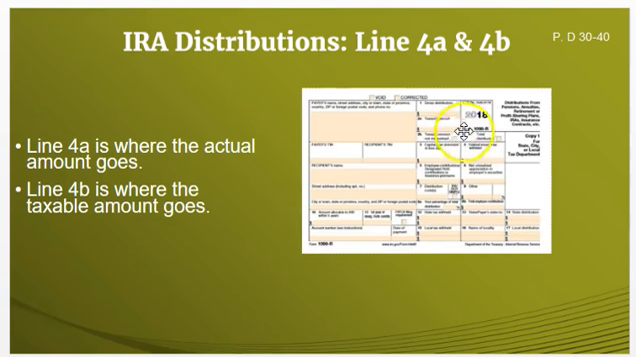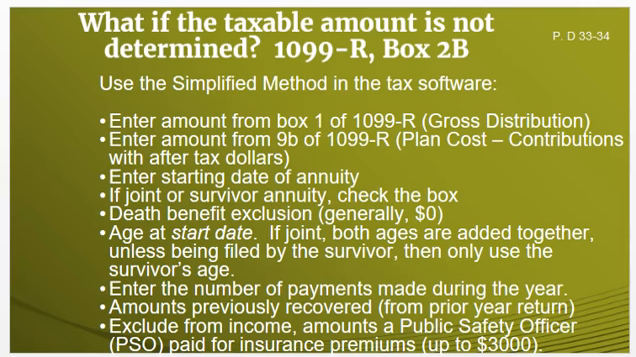There's a box that says taxable amount not determined. And so what that means is we have to determine what is the taxable amount. And it's really easy with the software. And this is addressed on your 4012 on page 33D, 33 through 34. And when we have that amount that's checked, taxable amount not determined, we need to use what's called the simplified method, and it's right in your tax software. And so that is definitely something you want to know, because you will see this.